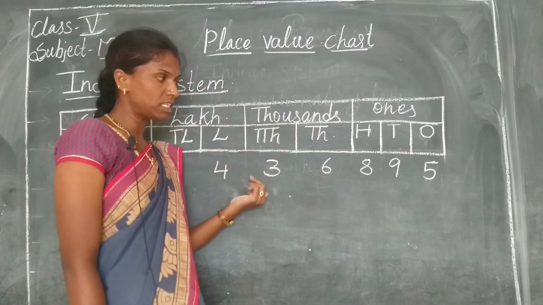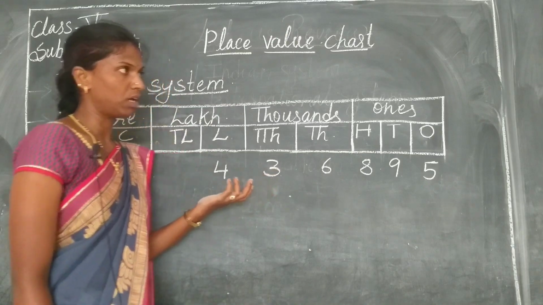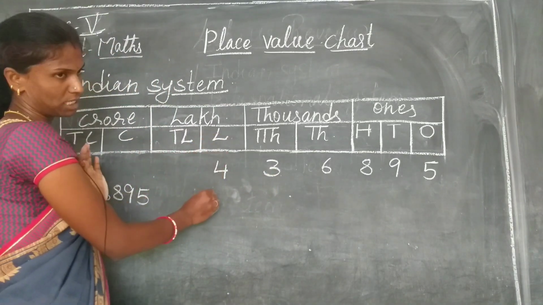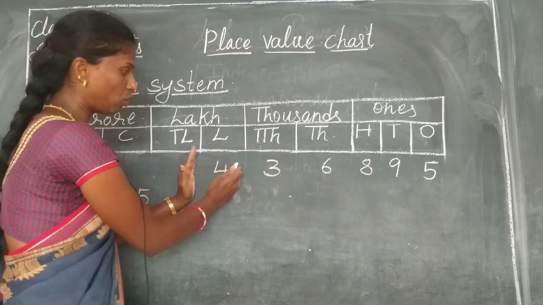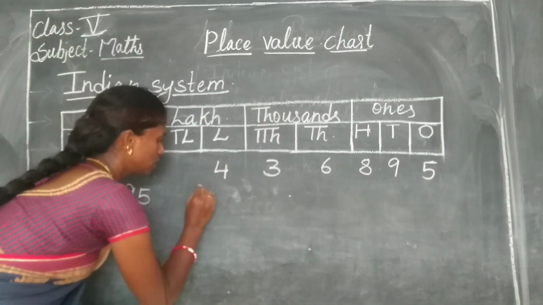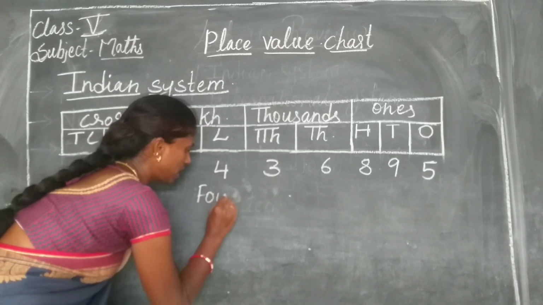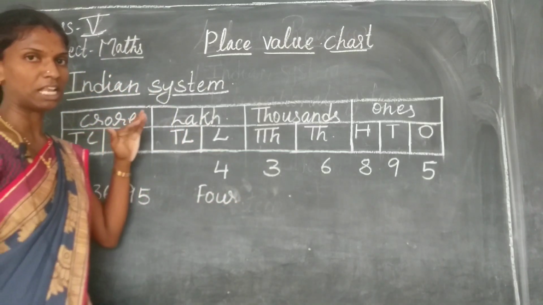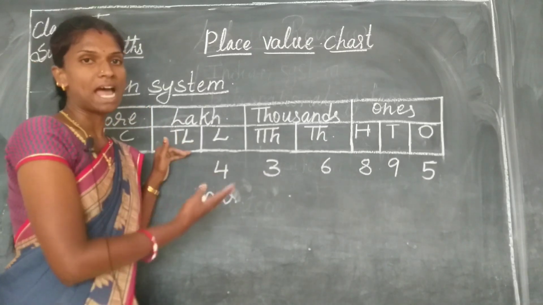So I have arranged the numbers, but we don't know how to read the number. Now let us read the number. 4 is in the lakhs place, so we read 4 lakhs. So we have to read these place values. One thing you remember: the place value chart helps us to read large numbers.